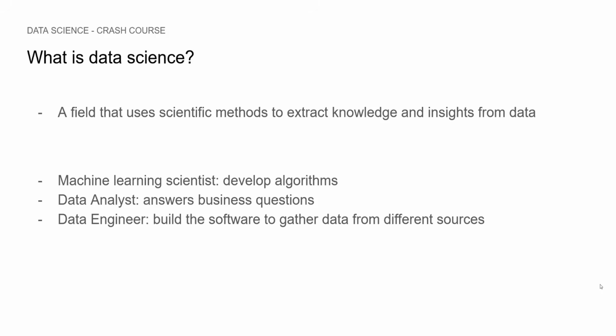data. Now, this definition may look very broad, and that's because data science is a very broad field. In fact, it encompasses three professions. So you can be a machine learning scientist or engineer, which means that you are the person who develops the algorithms. You could also be a data analyst, which is the person who answers business questions. For example, what is the product that we sold the most in the last month? That would be the job of a data analyst.